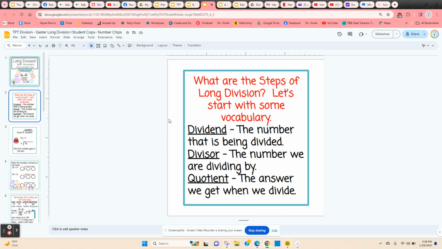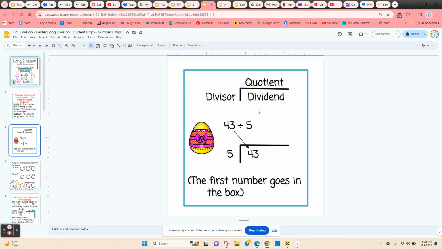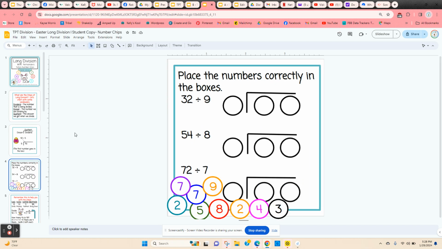So it starts out with some vocabulary: dividend, divisor, and quotient, and where those go in the division problem. And it just starts out very simple on the first slide, which is slide 4. Students are going to be moving these chips into place, and all they're asked to do is place the numbers correctly, inside or outside the box. So every slide has every number the students need, so they know they have to use them all. And it's just a practice in moving the chips, as well as practice in learning where these numbers go.